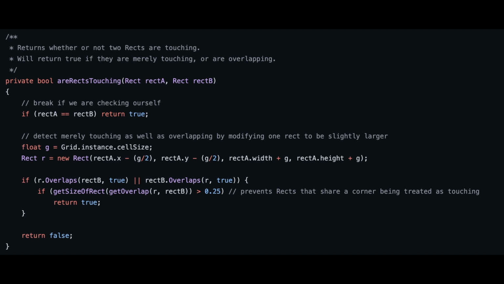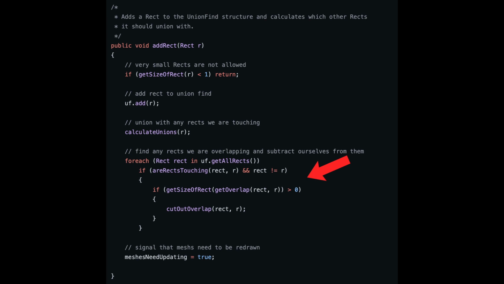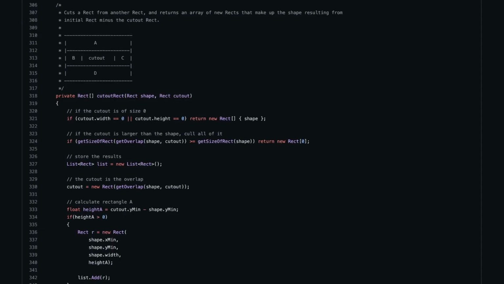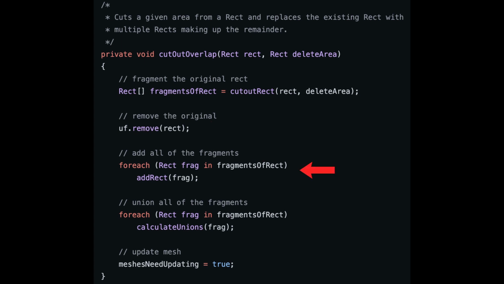We also need to prevent rects from overlapping, meaning that no one grid square can be occupied by more than one rect. This is done in the add rect method by finding any rects that we have an overlap with, and calling cutout overlap on one of the rects involved in the overlap. What cutout overlap does is replace a given rect with a number of rects that make up the original rect minus the area that has been marked to be cut out. We calculate the fragments of the original rect using a method called cutoutRect, which returns an array of rects that make up the new shape. We can then remove the original, add the fragments, and union them all to their neighbors.